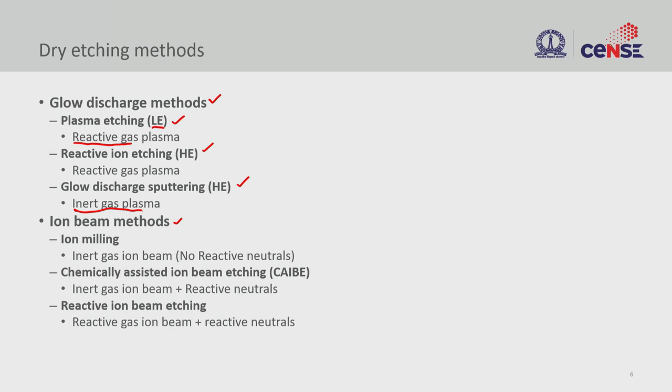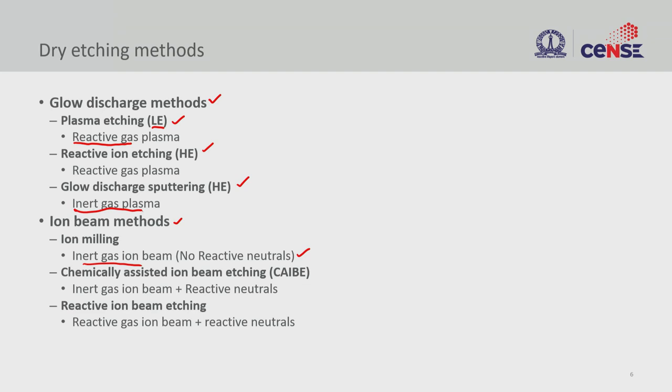And the next method is ion beam, right? Here, instead of having a discharge, we are using ion beams. So you make an inert gas ion beam, and you focus that ion beam and then direct it towards the substrate. When you do that, you also get material removal. Here again, no reactive neutrals, so there is no reaction happening. It is going to be again a physical process. It is going to kick out the material by pure force, so there is no chemical reaction involved.